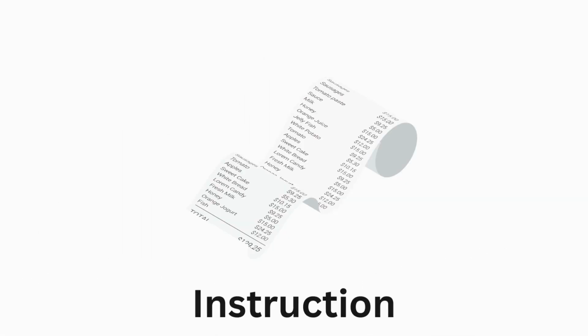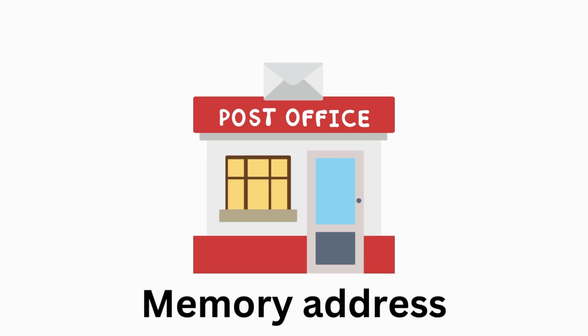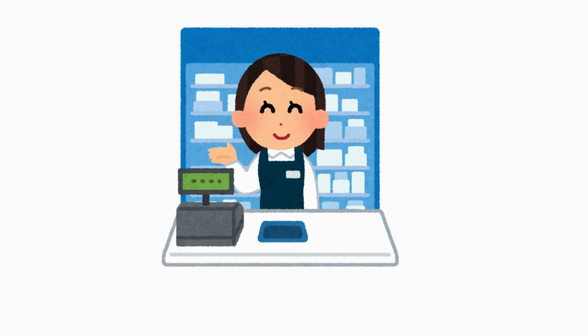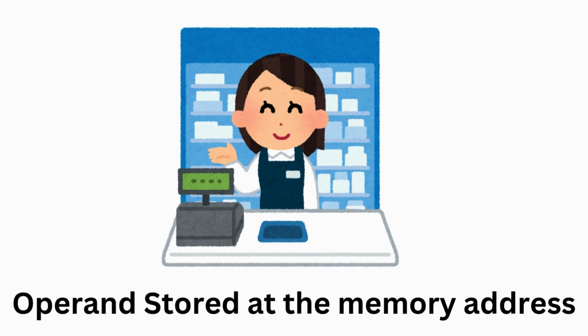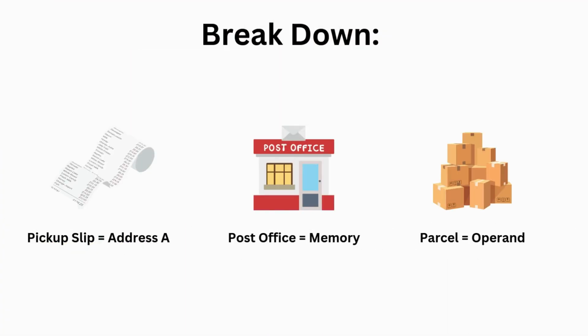Here's how the process works. You receive the slip, this represents the instruction in the program. The slip contains the address of the post office where your parcel is kept. You go to the post office, the memory address indicated on the slip. You hand over the slip and the clerk fetches your parcel, the operand stored at the memory address. To break it down better, pickup slip equals address A in the instruction, post office equals memory, and parcel equals operand.